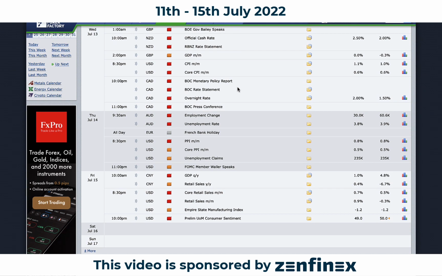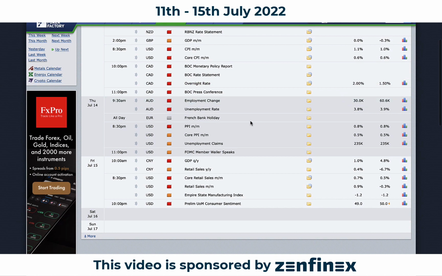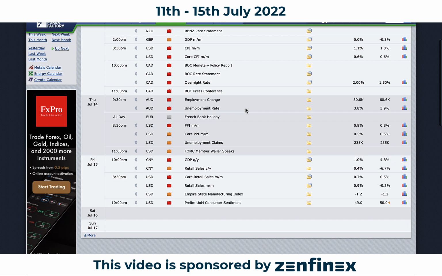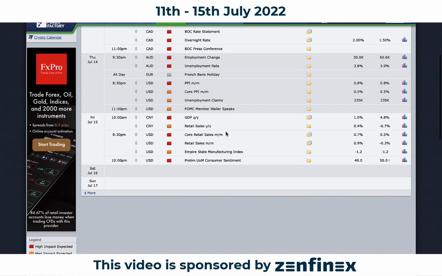Okay, on Wednesday night, we have the Bank of Canada coming in with their rate statement as well. Again, we are expecting it to hike by 0.5, nothing surprising. And on Thursday, we have the Aussie employment change and unemployment rate. Again, I don't think this is a very significant data at this point in time. And on Friday, we have the US core retail sales and retail sales data coming in. This will be important as well because it tracks, again, inflationary data.